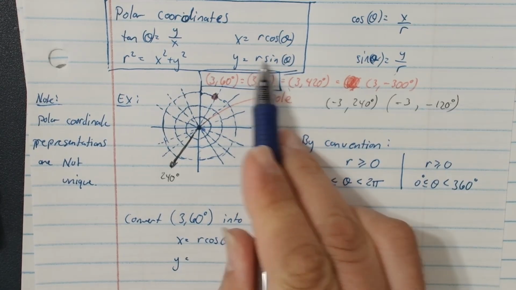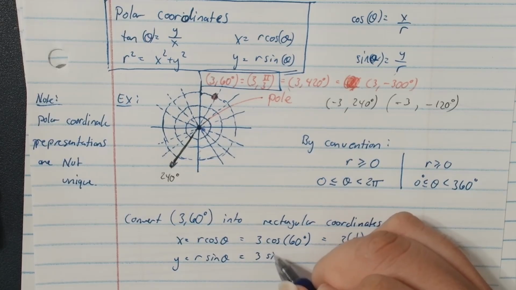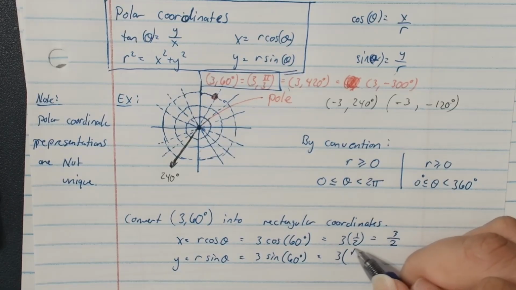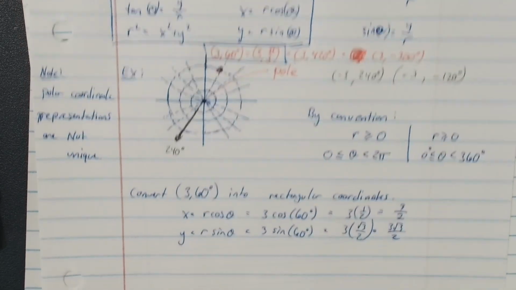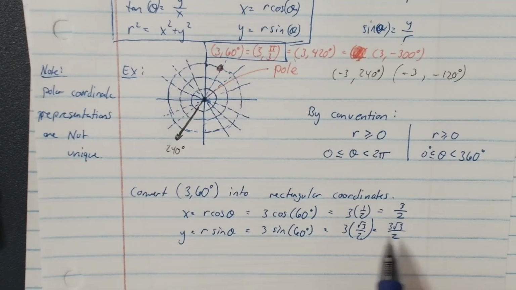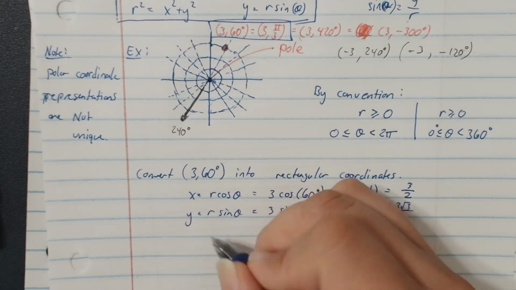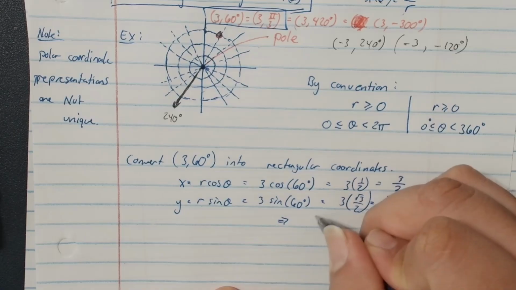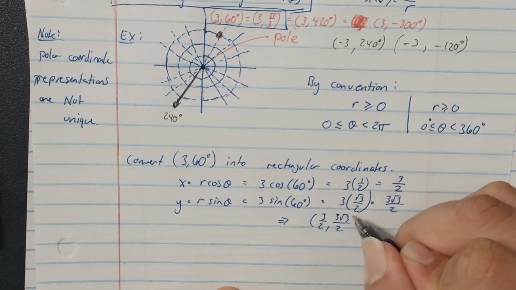Y is equal to r sine of theta. That's equal to 3 sine of 60 degrees, which is 3 times the sine of 60 degrees, which is root 3 over 2. And when we multiply those, we get 3 root 3 over 2. We really don't want to write this as a decimal, because if we write this as a decimal, we're going to approximate. We're going to round it. And here we want the exact point. So here, our point 3, 60 degrees in rectangular coordinates would be our x is 3 halves, and our y is 3 root 3 over 2.